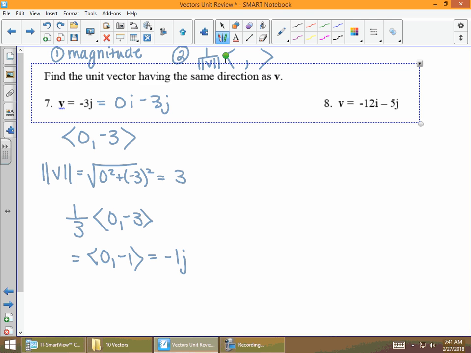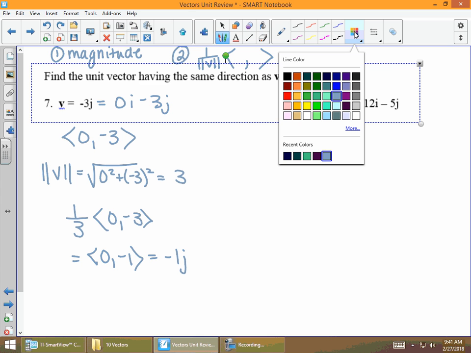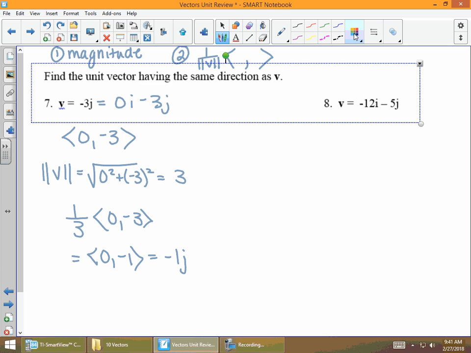That's a pretty trivial example, but it's good to use the equation in a simple example before you do something that's a little more challenging. So with number 8, again, we're looking for the unit vector. We're going to start with our original vector. I'm going to write it in component form, negative 12, negative 5. We're going to find the magnitude of our vector.